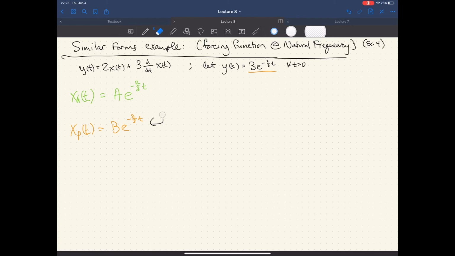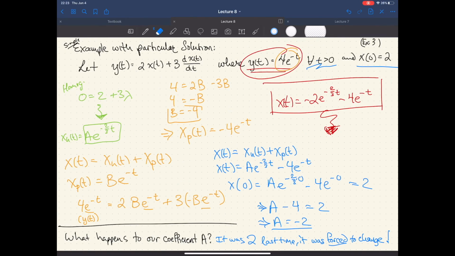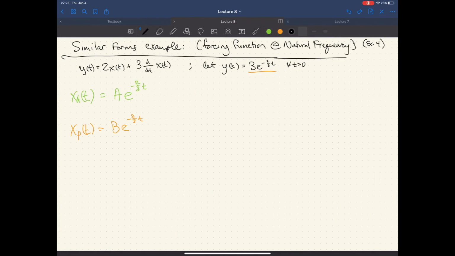Now notice that last time we didn't need to do that, because what we had here was of a totally different form. It's e to the minus t, not e to the minus 2/3 t. So it must have that same frequency, if you want to think about it that way, up in the exponent of e.